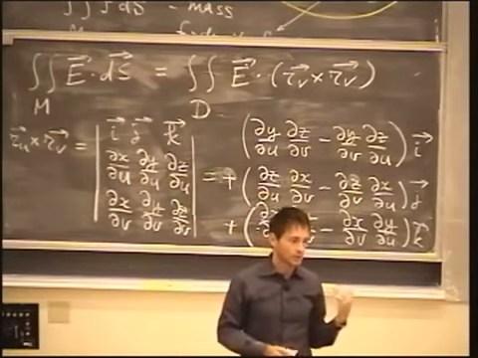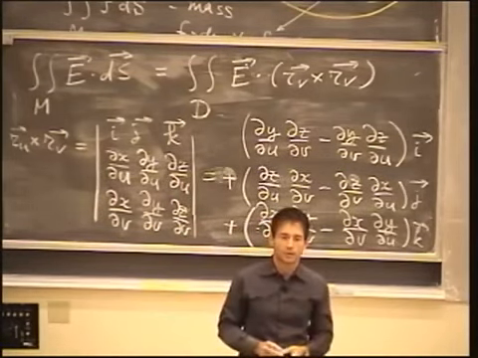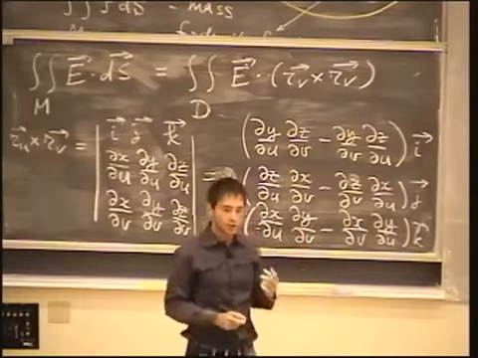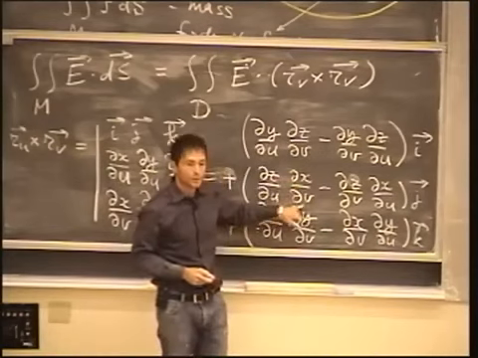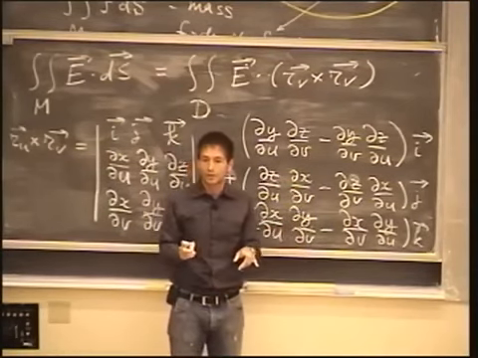What is it called, this kind of expression? Come on. It starts with a J. It's a Jacobian. Okay? It is a Jacobian for the coordinates y and z with respect to u and v. This is a Jacobian for the coordinates z and x with respect to u and v. And this is a Jacobian for x and y with respect to u and v. Does everybody agree with that?